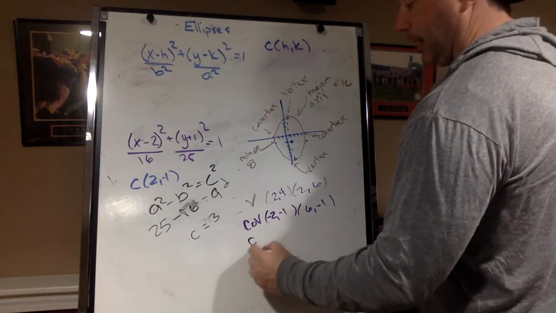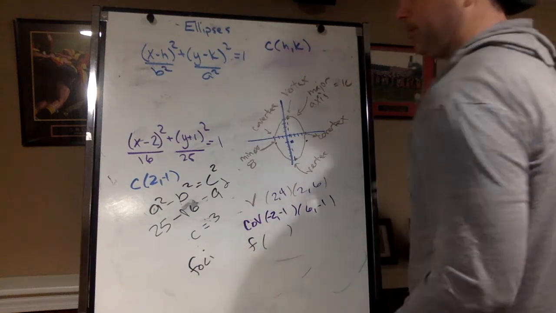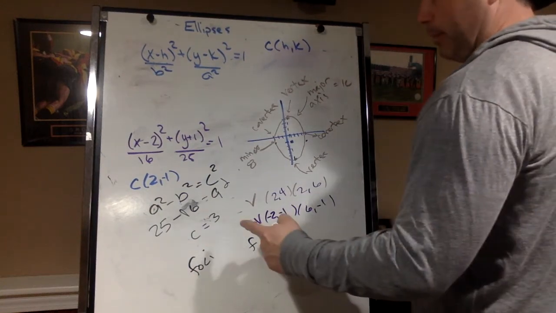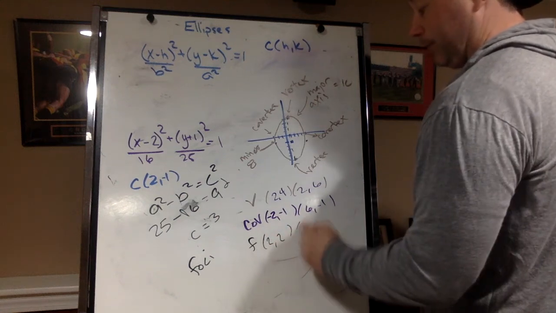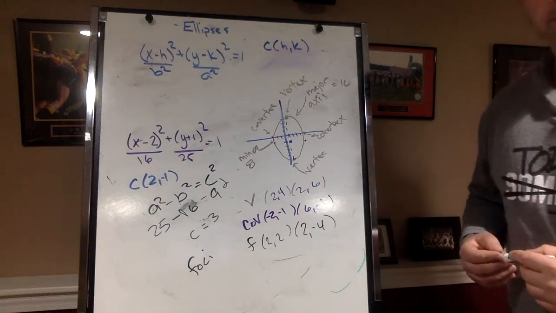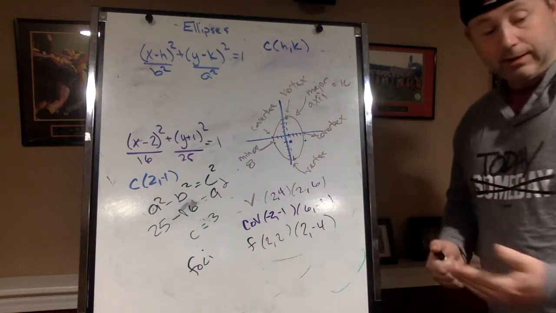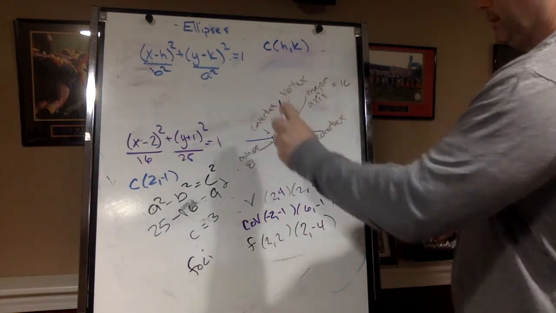So along my major axis, from my center, I'm going to go up and down 3. So I have foci, in case you want to know how to spell that, foci. I go up and down 3 from there. So that gives me (2, 2) and (2, -4). Really, I'm just counting everything. I'm almost out of spray.